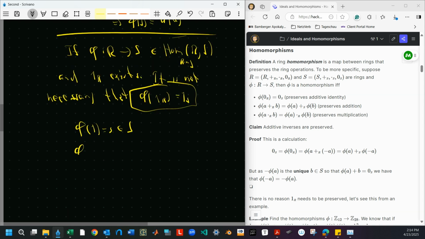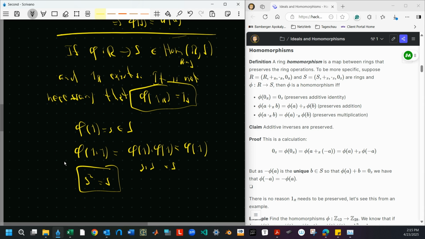We know that phi of 1 times 1 is the same as two things. We know it's the same as phi of 1 times phi of 1, and we know it's the same as phi of 1, right? Because 1 times 1 is 1. So in particular, phi of 1 is s. What we have here is s times s equals s, right? So we have s squared equals s.